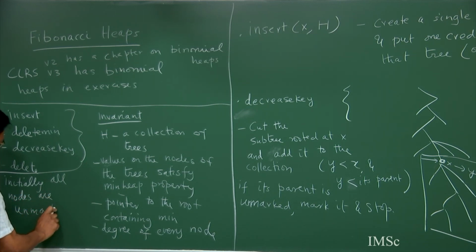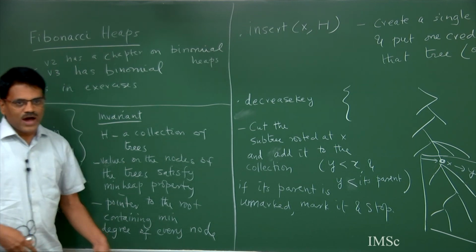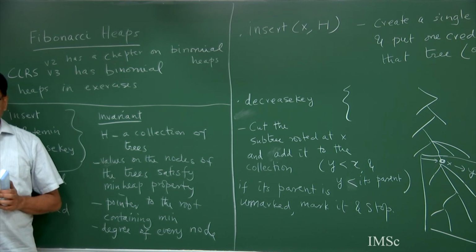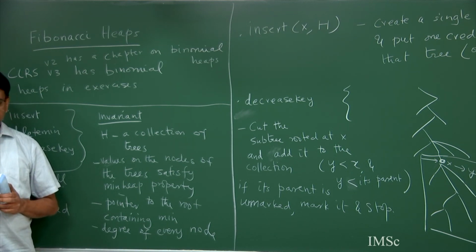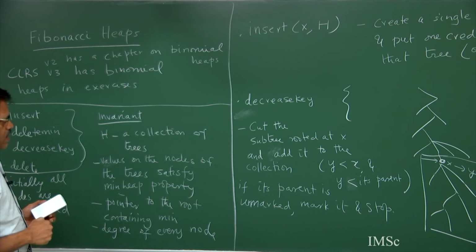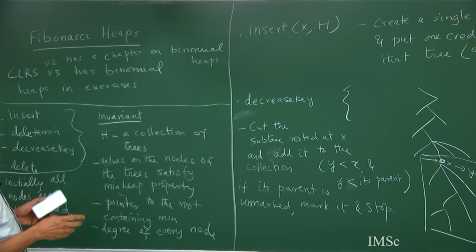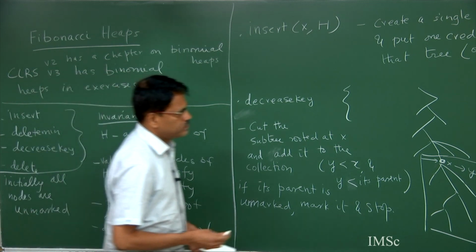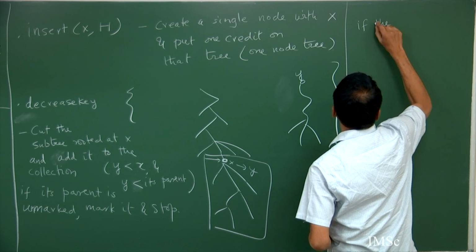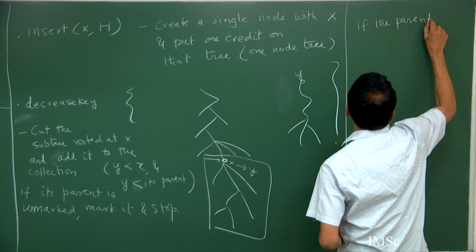So what is this marking? I said I don't want arbitrary cuts on the trees, I want to be careful about it. So whenever I cut some node, then I mark its parent to indicate that it has lost one child. So if the parent is unmarked, it has not lost any child, then I am going to mark it and then the algorithm will stop. But if the parent was marked, then the algorithm decrease key is not done yet.